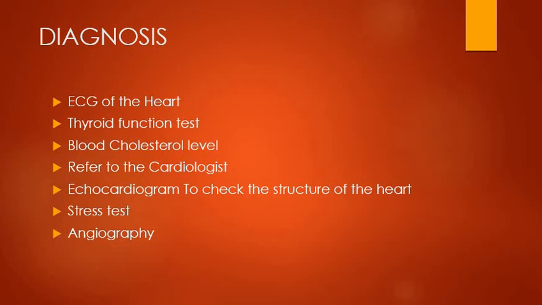Now, what should be done? It's important to consult your doctor if you suspect atrial fibrillation. Now, what will your doctor do? The doctor will run some tests to confirm the diagnosis and find out the underlying cause of this condition. They may order an ECG of the heart. This will help to check the electrical conduction of the heart. Then thyroid function test, blood cholesterol level, and the doctor will refer you to the cardiologist who is skilled in managing this common condition. Now, the cardiologist may run some further tests to check on you. Echocardiogram to check the structure of the heart, stress test, and angiography.